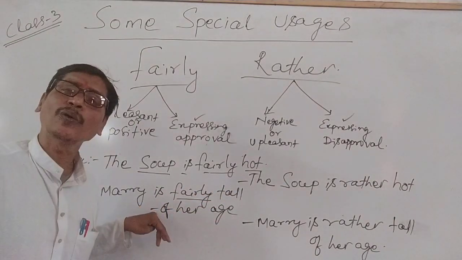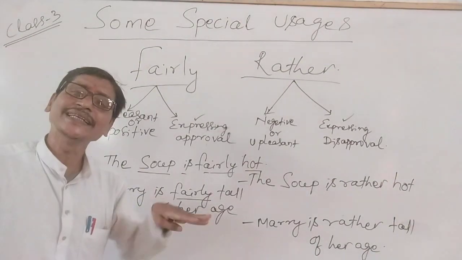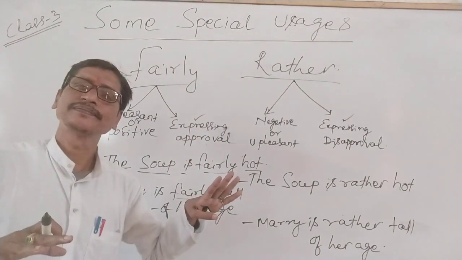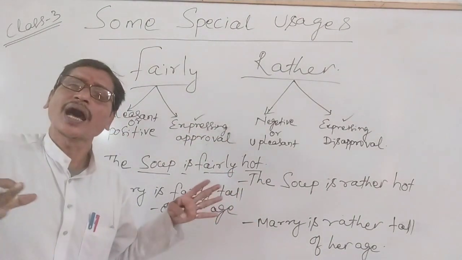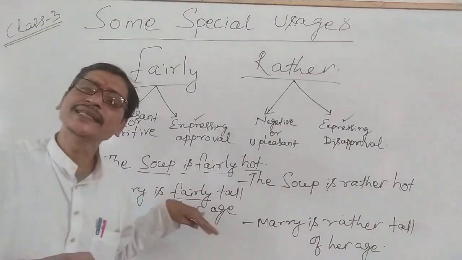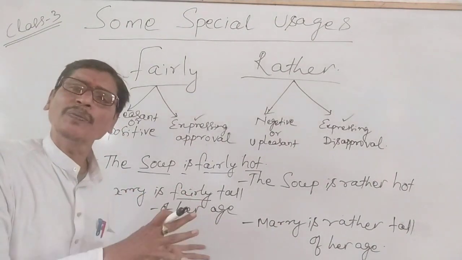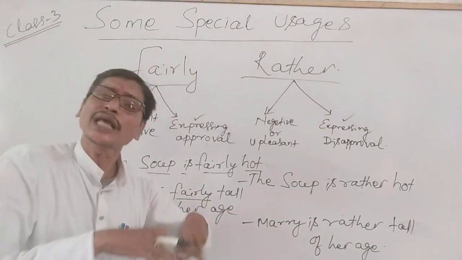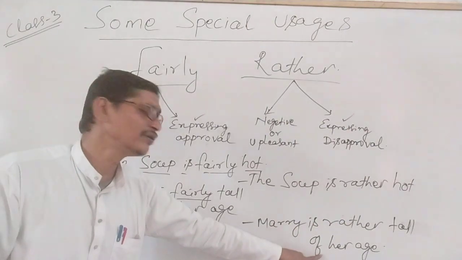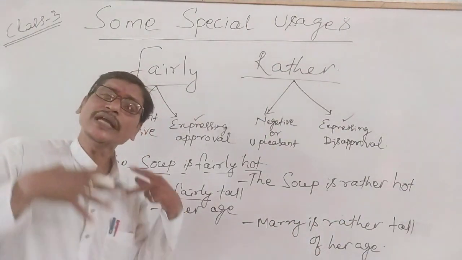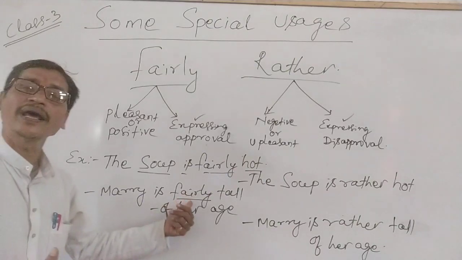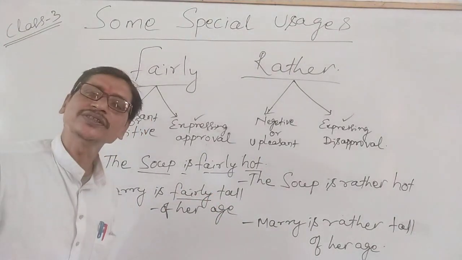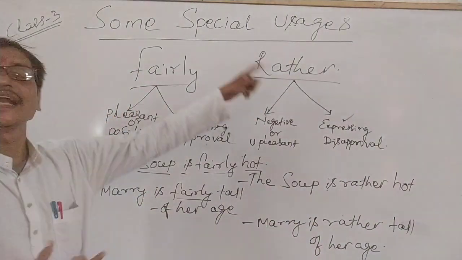So here, "Mary is fairly tall for her age" means we have approved, where we know that Mary is a girl of a certain age and how tall she is is okay. Every boy and girl's tallness at this age is the same. So we have approved her tallness, and we have used "fairly," whereas we disapproved her tallness for her age with "rather." So when we approve something, we use "fairly." When we disapprove, we use "rather."